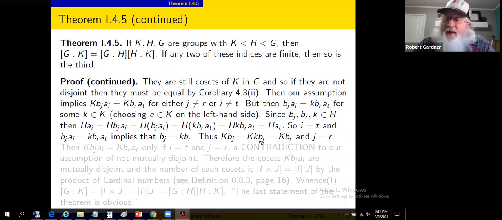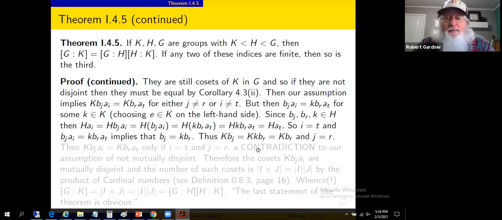And let me recycle that argument, but backwards. The lowercase k here is in that subgroup, so we can absorb that k into the K, think of it as a row of the Cayley table. And we get k b sub r. Now we've got these two right cosets equal to each other.